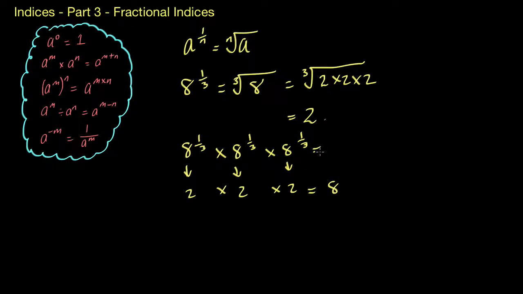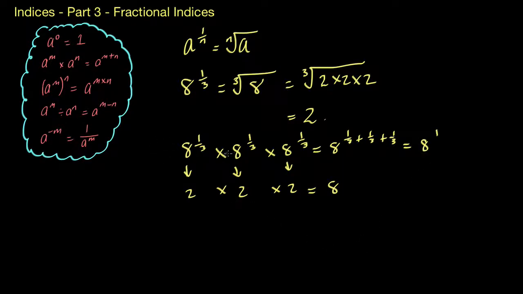Now if we have a look at these index laws on the left, when I'm multiplying the same value constantly, then what happens to these indices? Well, over here I've got 8 to the power of a third times another 8 to the power of a third. I just add them. So what I'm really doing here is I'm doing this. I'm going 8 to the power of a third plus another third plus another third. So I end up with 8 to the power of 1.